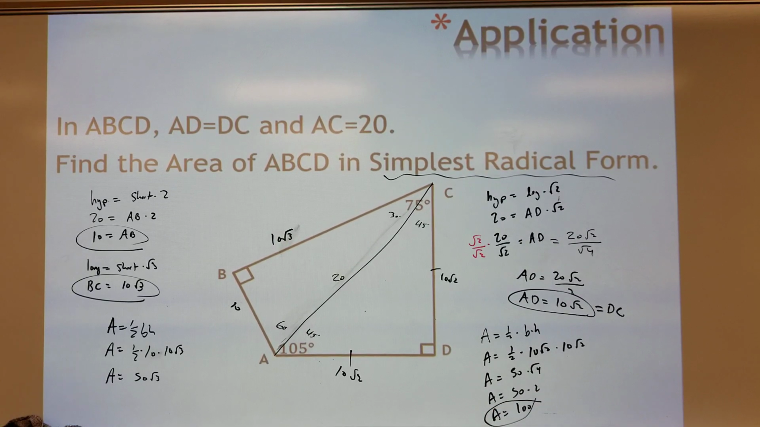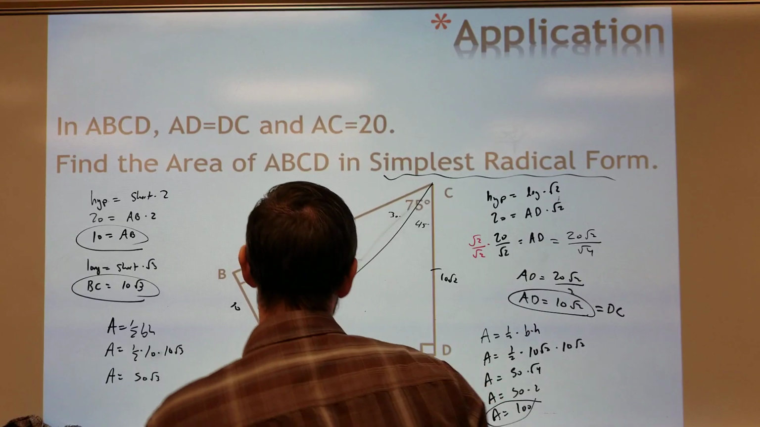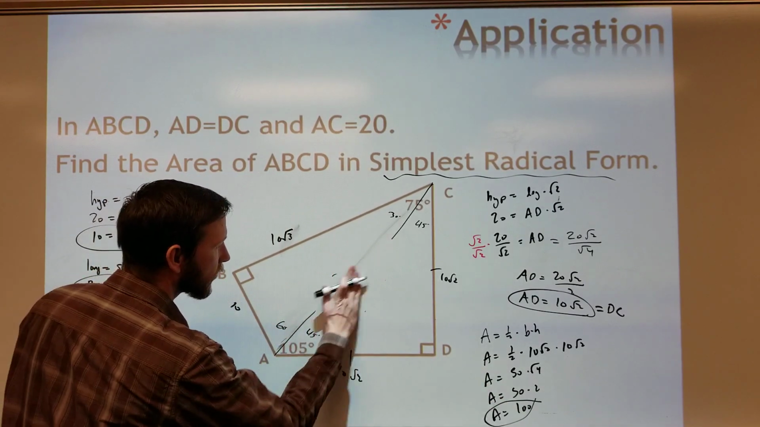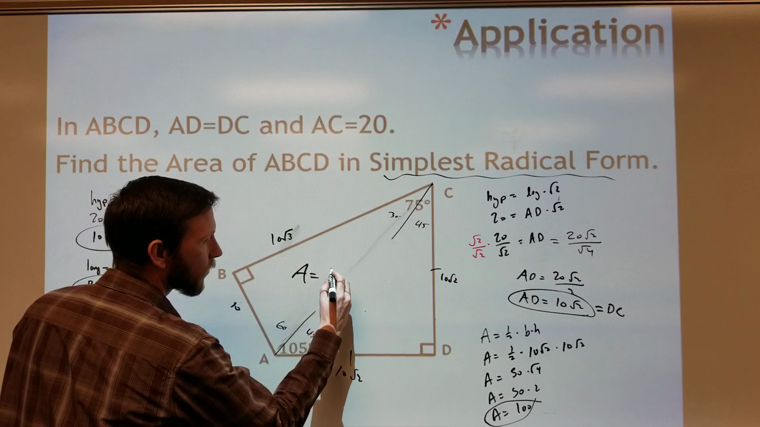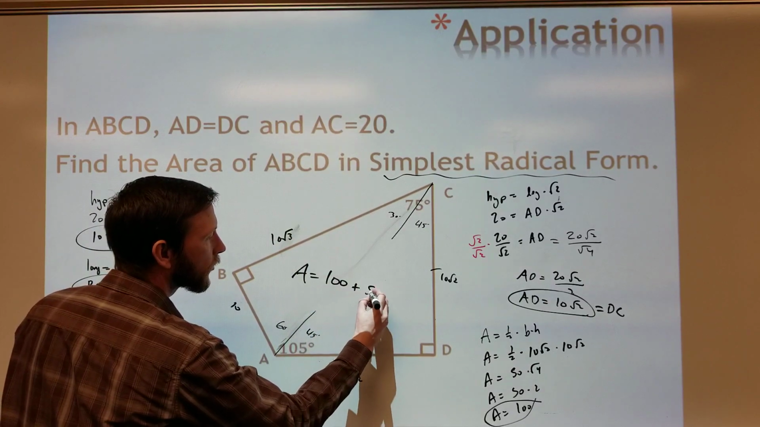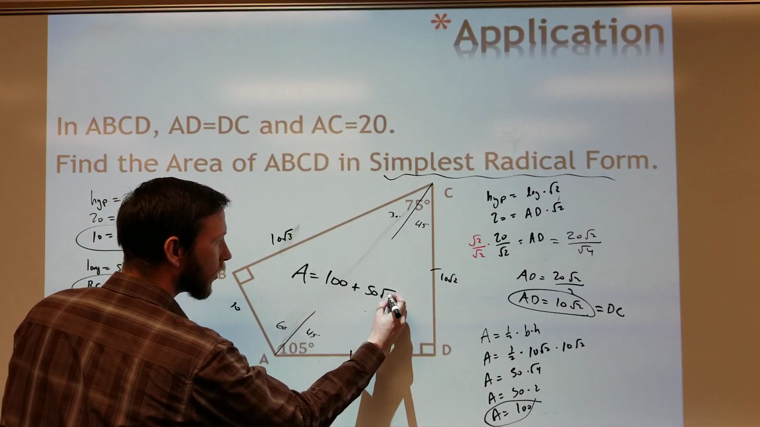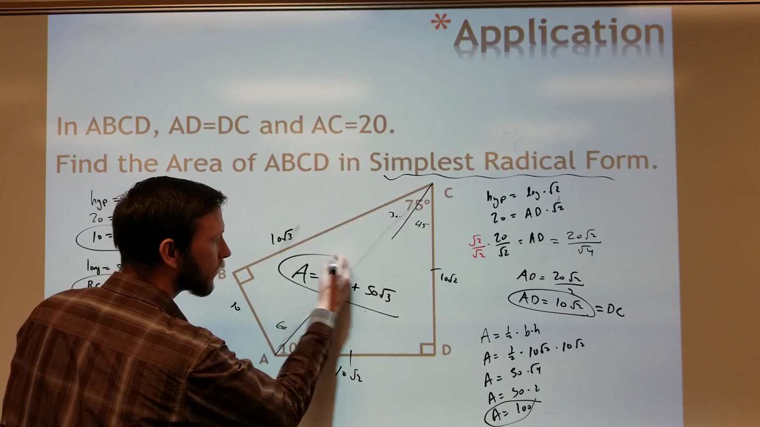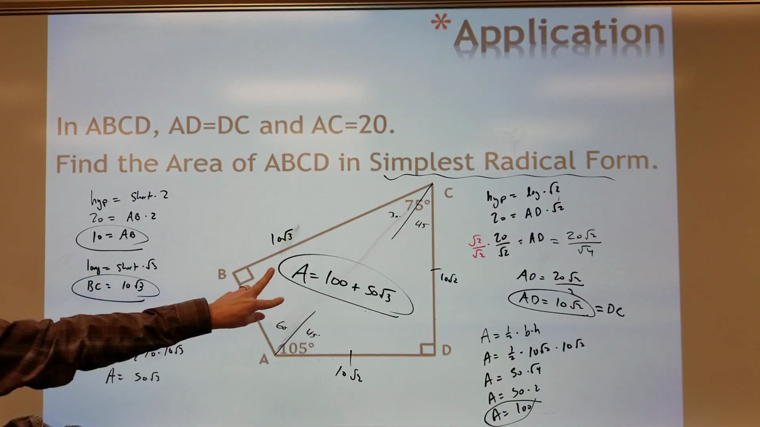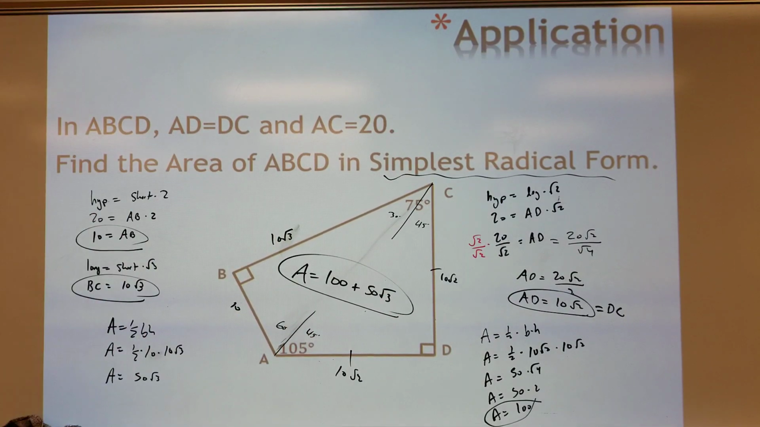When I take these two and I add them together, here is what I get. The area is 100 plus 50 times the square root of 3. I cannot combine those and make that 150. It's 100 and it's 50 times the square root of 3. Those are not like terms, so I'm not allowed to add them together. And that is our total area in whatever those square units are.